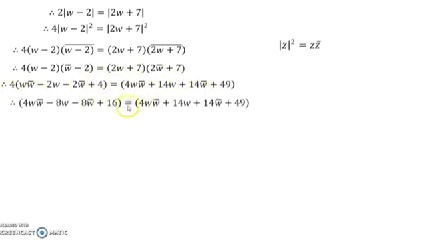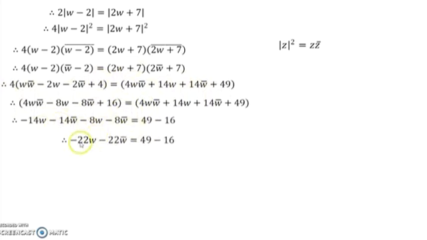Next, on the left hand side I am moving the 4 inside. After simplifying and rearranging the terms, with all the w terms on the left hand side and the constants on the right hand side, we will get −22w − 22w bar = 49 − 16.